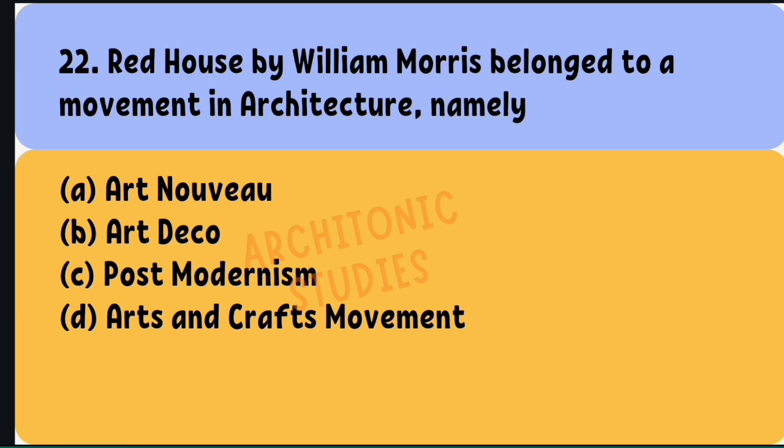The house by William Morris belonged to a movement in architecture, namely Art Nouveau, Art Deco, Postmodernism, Arts and Crafts movement. And the answer is D, Arts and Crafts movement.